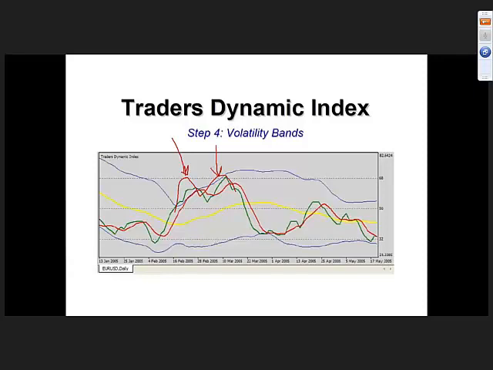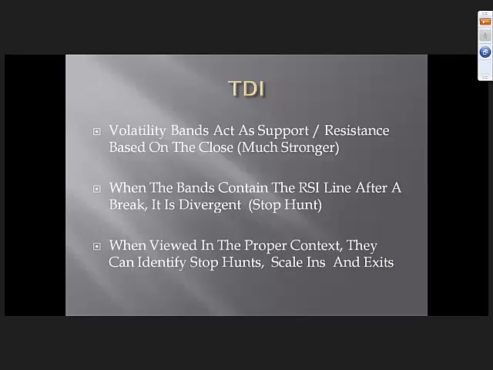Hang with me a minute. The volatility bands act as support and resistance based on the close, which is much stronger, because we know the wicks are false. The wicks is when the damage is done. It's based on the close.